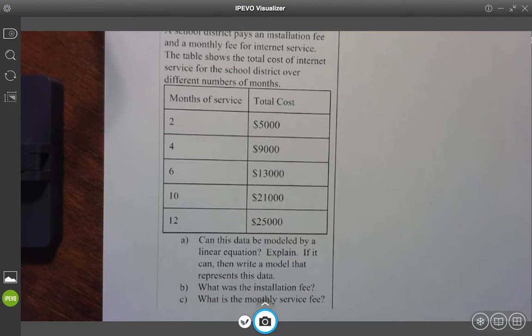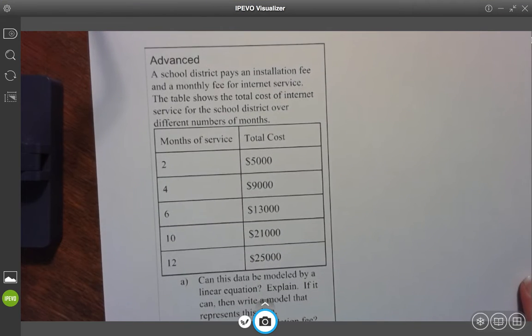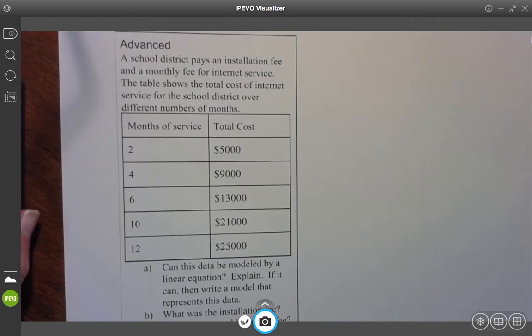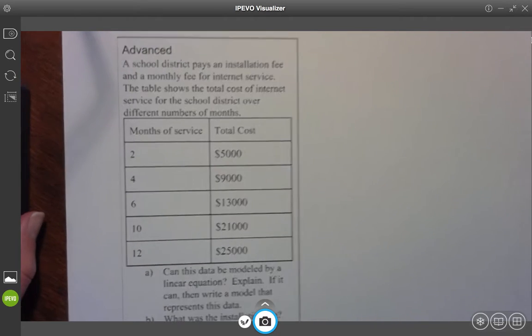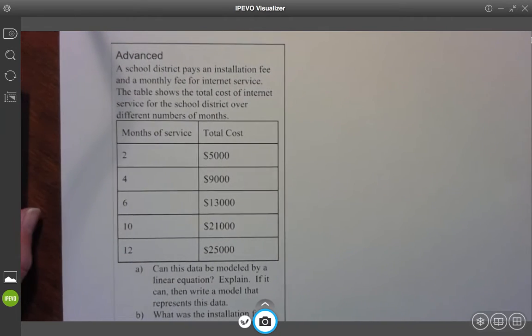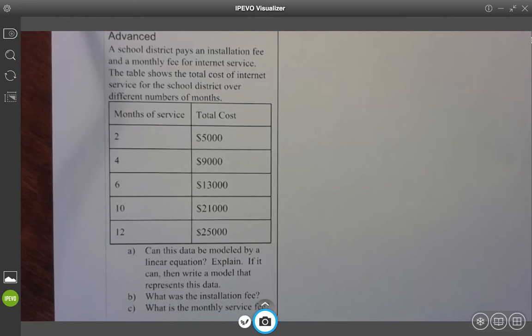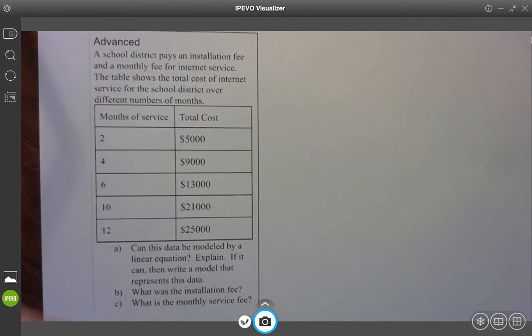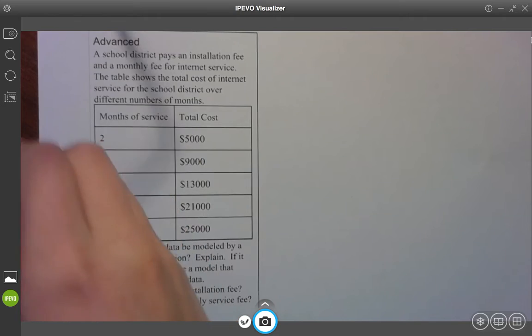So I want to quickly talk about what an advanced problem may look like on the assessment, because we may not end up getting to an advanced problem in class together. But using what you know about linear equations, you should be able to answer this, but we will talk about it here.